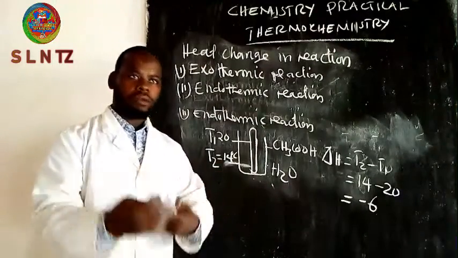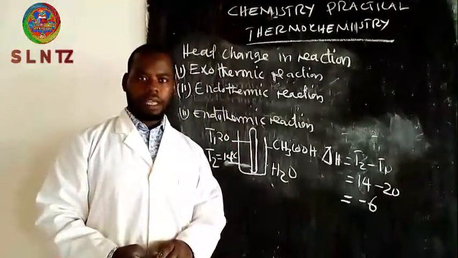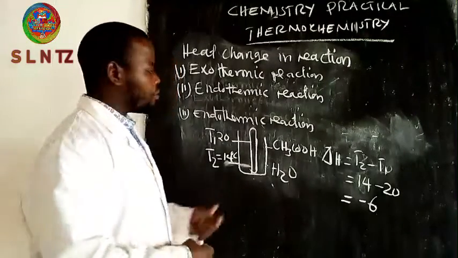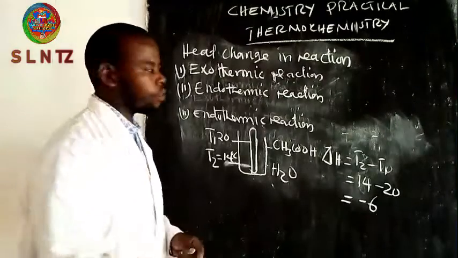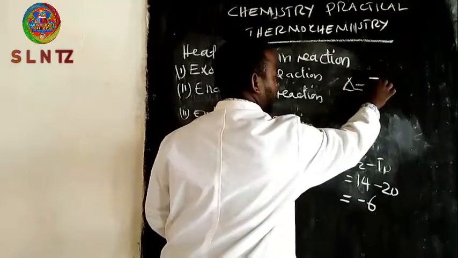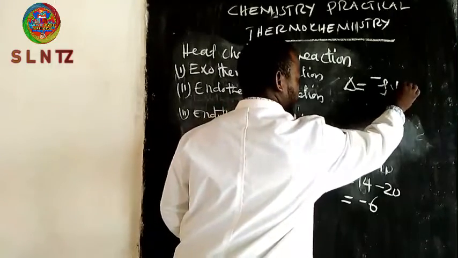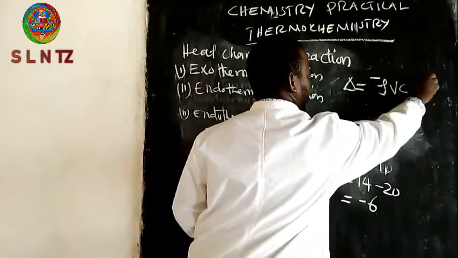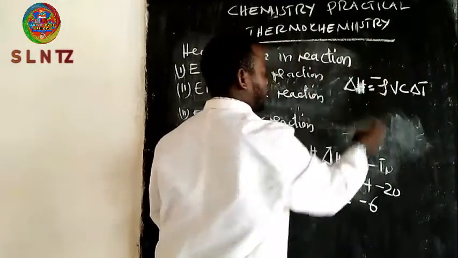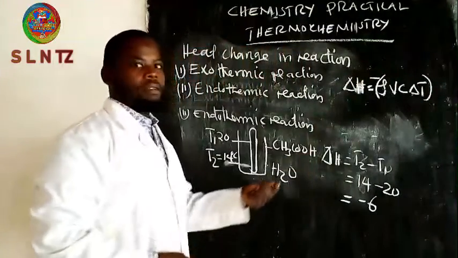So we are going to deal with reactions which involve endothermic and exothermic reactions. Our general formula for thermochemistry is: change in heat equals negative density times volume times specific heat capacity times change in temperature. That is the formula.